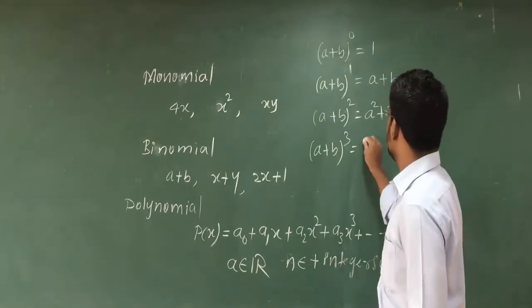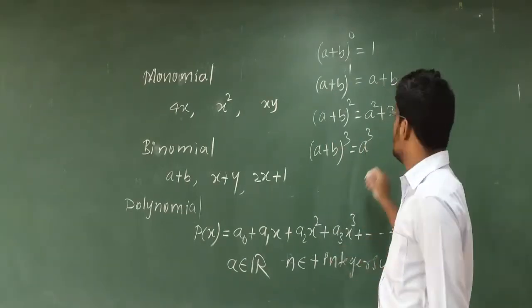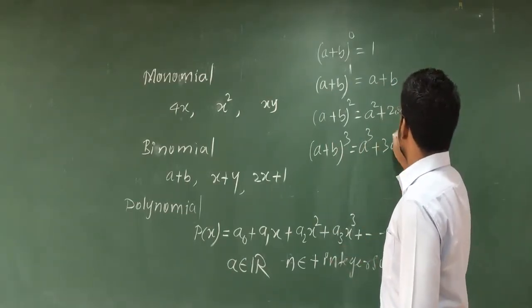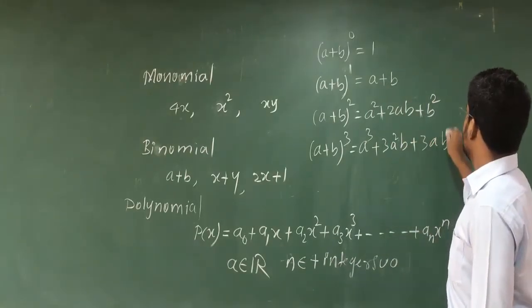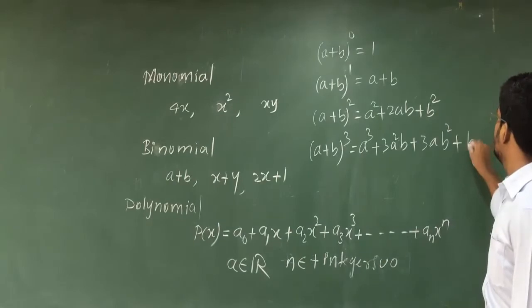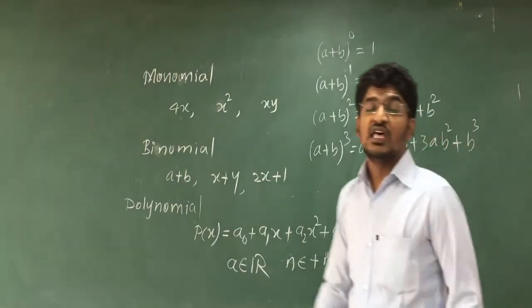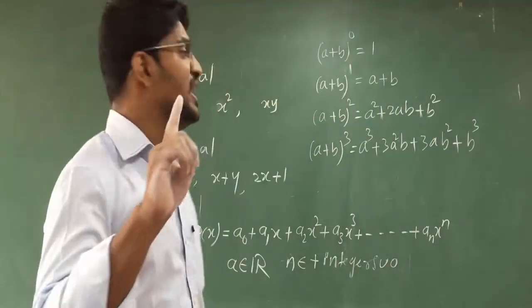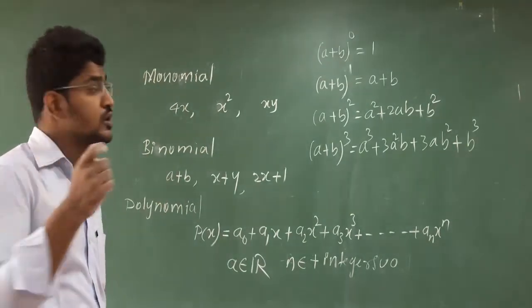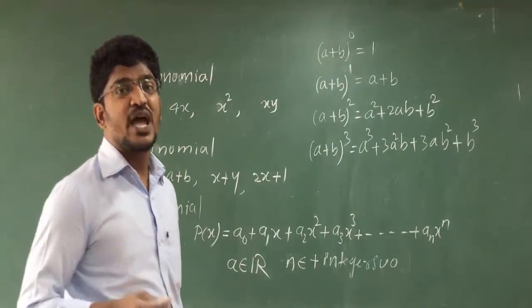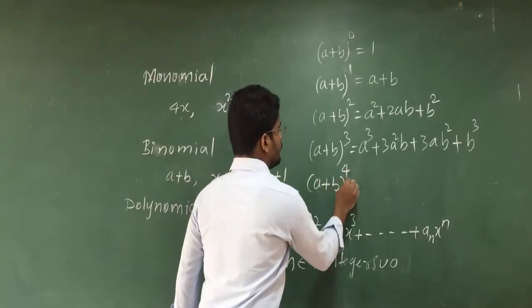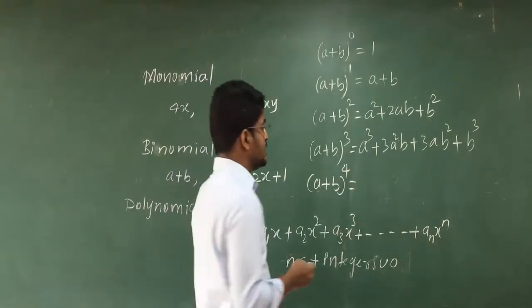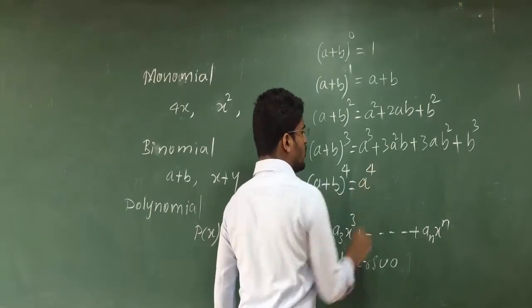See how I will write? a cube + 3a square b + 3ab square + b cube. Clear? That means there must be some rule to write these expansions. I can write (a + b) whole to the power of 4 also. See how I will write? a to the power of 4.